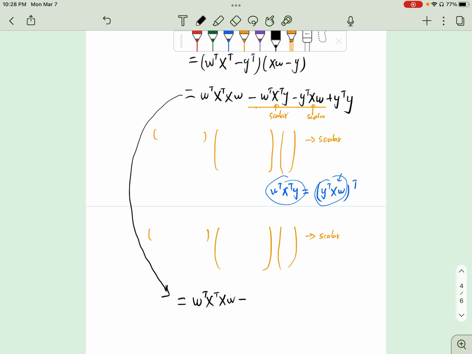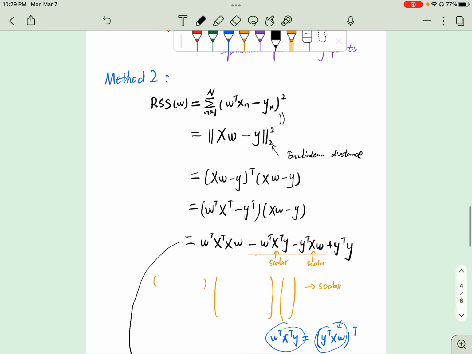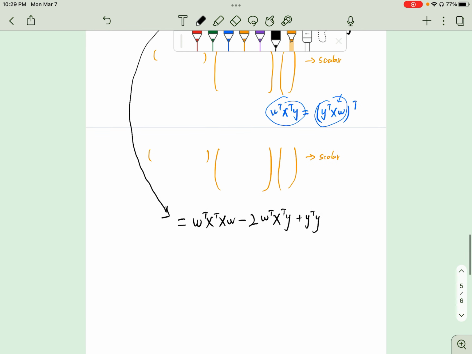Because they are equal, I just put a 2. Because this is just a number, and I keep the y transpose y. Okay. We simplified this loss function to this term, to this equation here.